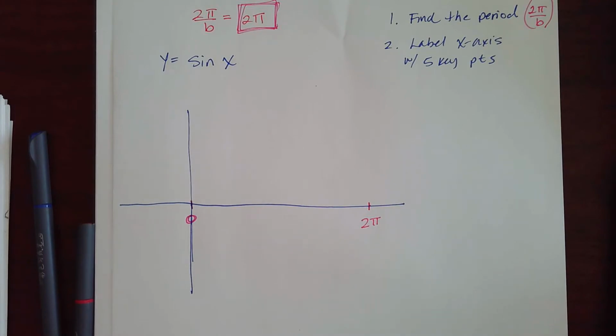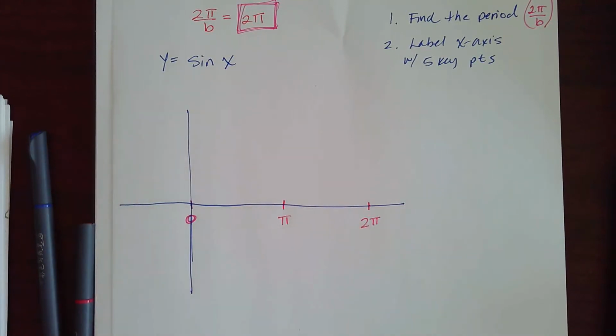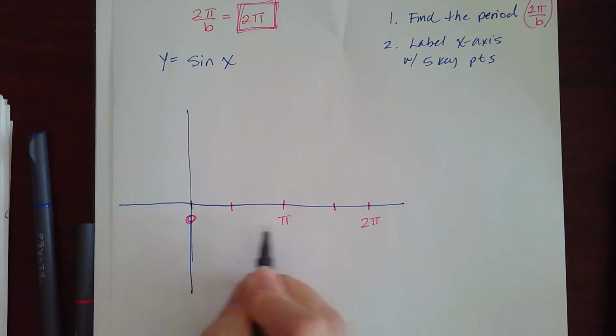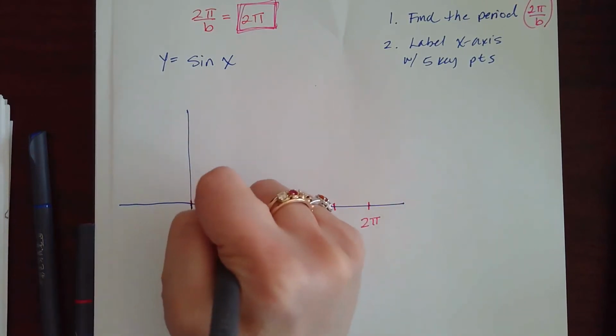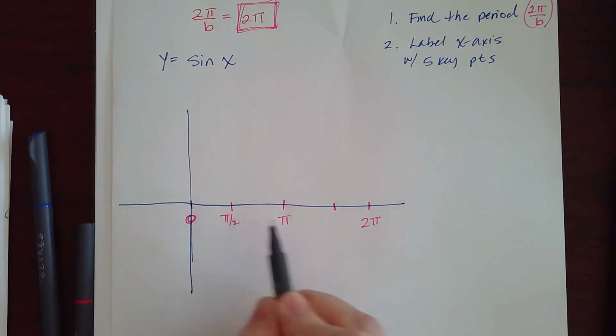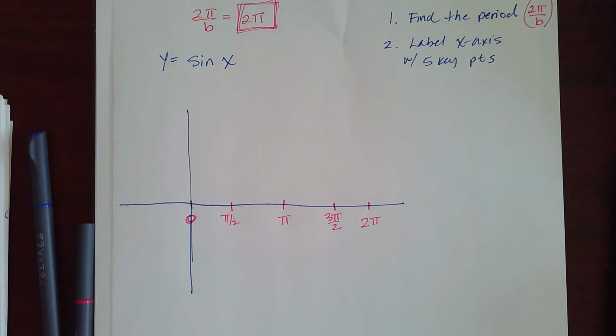So how do you figure out your 5 key points? All right, so now we've got the start and the end. Find the halfway point. So what's halfway between 0 and 2 pi? Pi. And then find the quarter points. In other words, what's halfway between 0 and pi? Pi over 2. And what's halfway between pi and 2 pi? Well, if this is 1/2, this is 2/2, this would be 3/2. These numbers should look familiar to you. We call those our quadrantals.